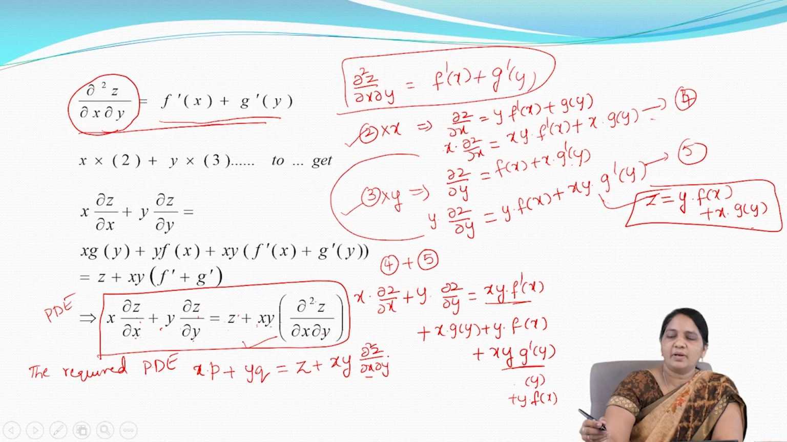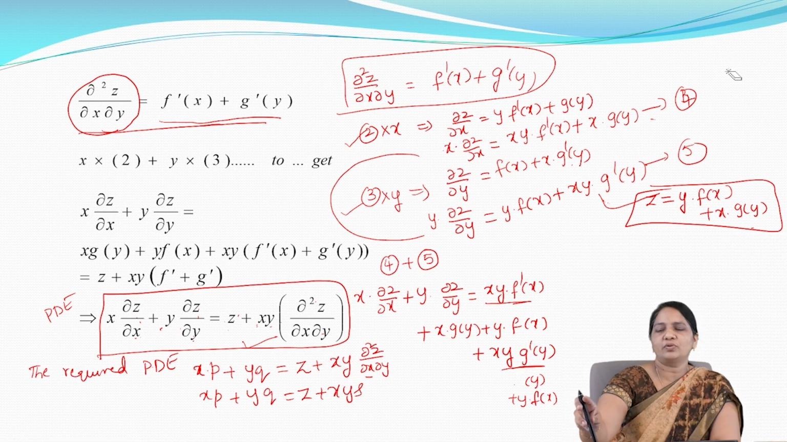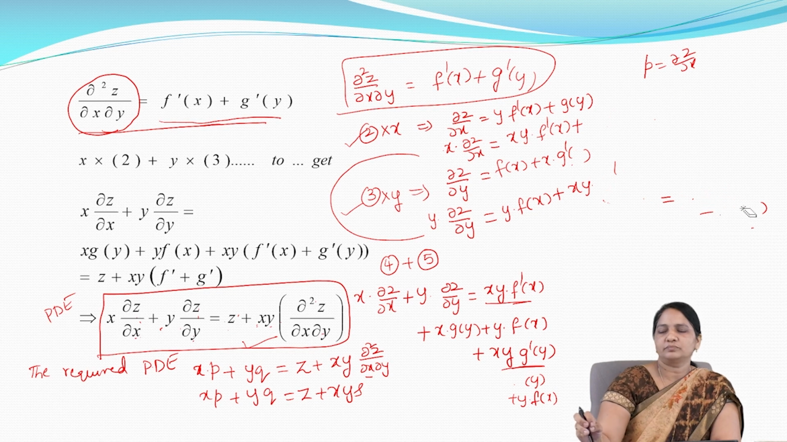So this is nothing but x into p plus y into q equal to z plus xy. Yes. So we are having the notations. According to that notation, p equal to dou z by dou x and q equal to dou z by dou y.